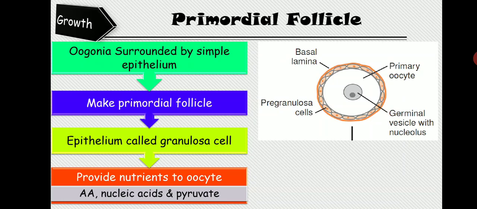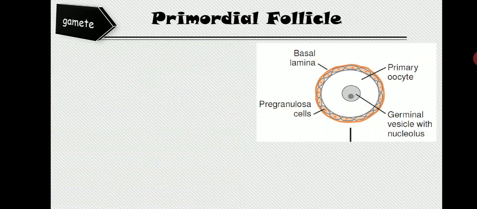Now here's the thing, the growth of a primordial follicle is independent of FSH or gonadotropin. Just remember it for now. We will discuss that particular portion later on. This is all about the growth. Now let's talk about the state of the gametes.